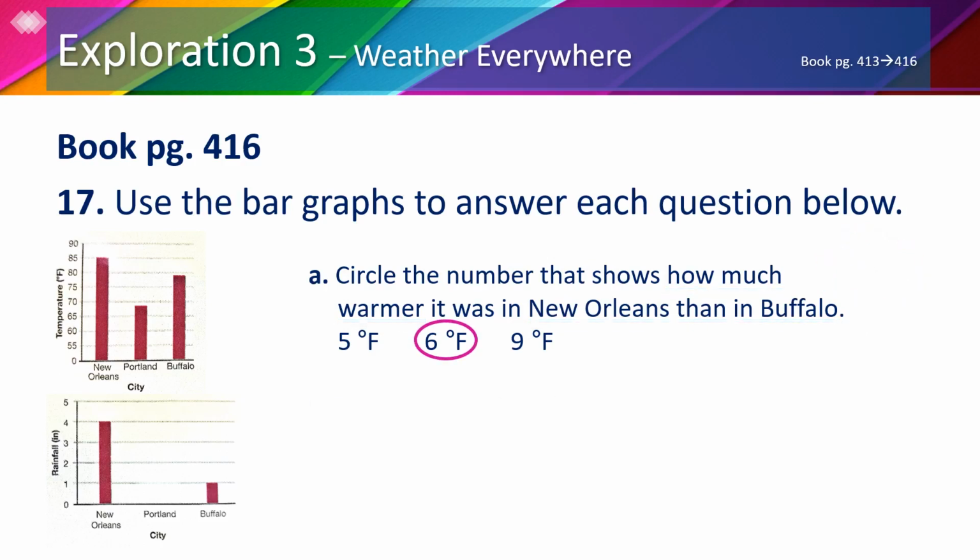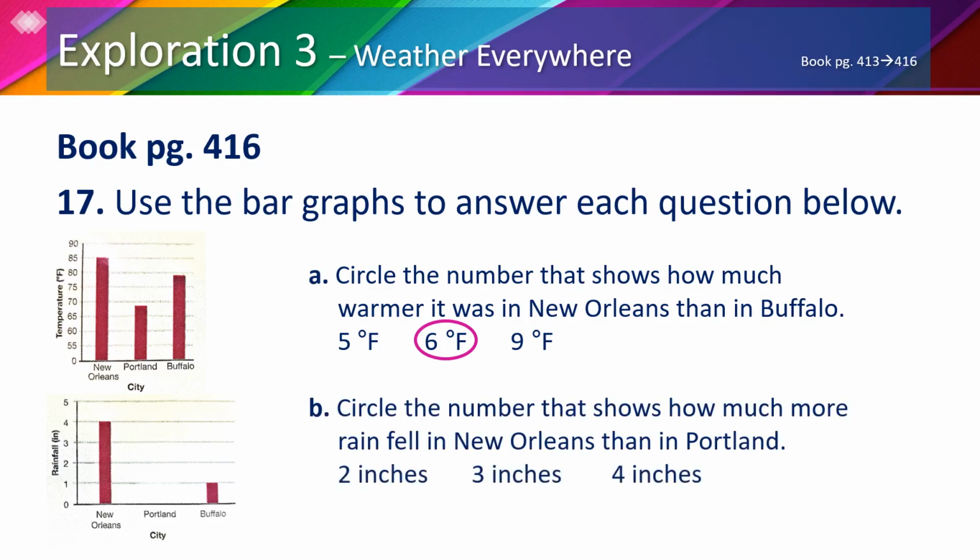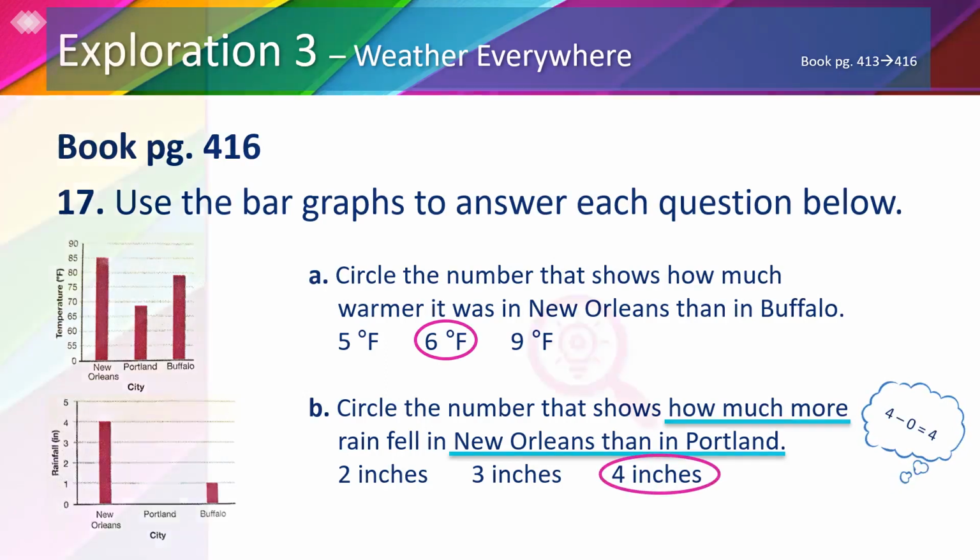For B, circle the number that shows how much more rain fell in New Orleans than in Portland. Again, how much more means we need to subtract. In the bar graph, New Orleans shows precipitation of 4 inches, while Portland shows 0 inches of precipitation, so we subtract 4 minus 0, we get 4 inches.